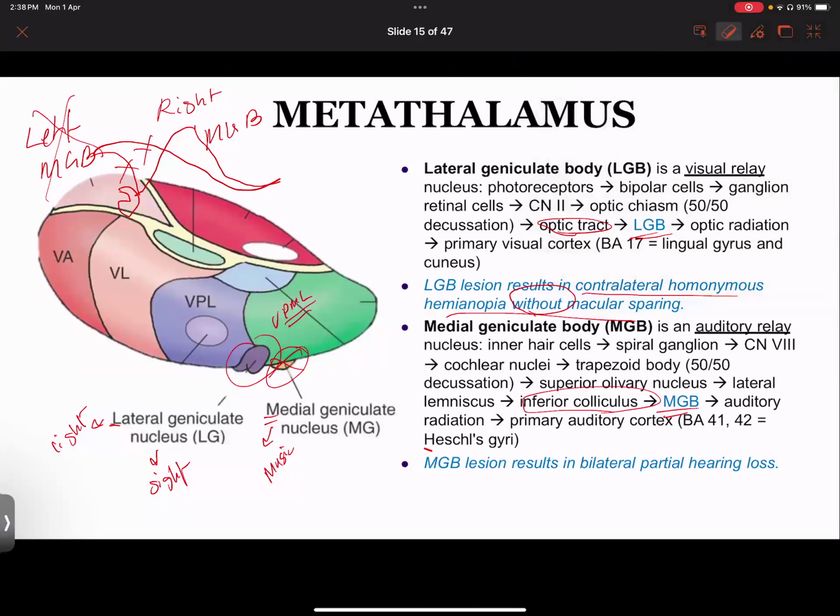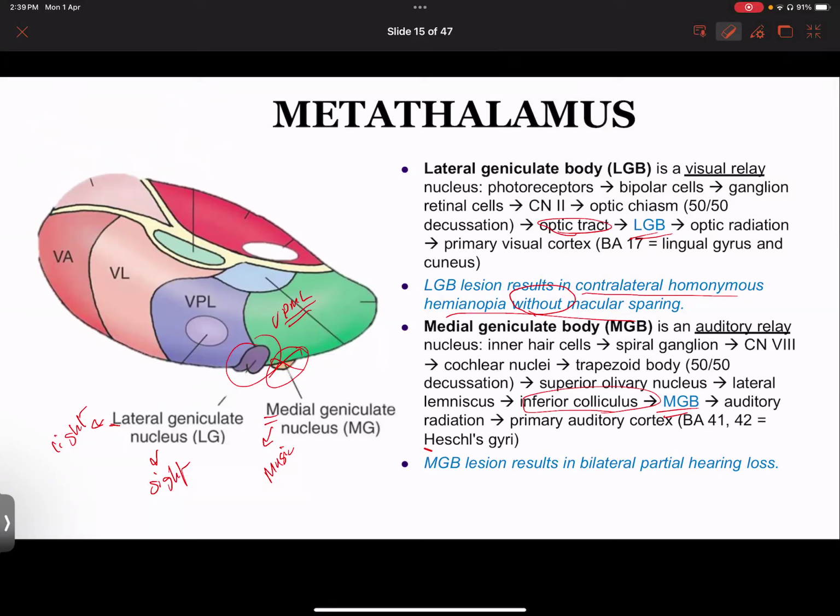I think it's clear. It's easy, guys. So left geniculate, light, visual disturbances. If we have a stroke or something that affects it, we're going to have contralateral hemianopia without macular sparing.